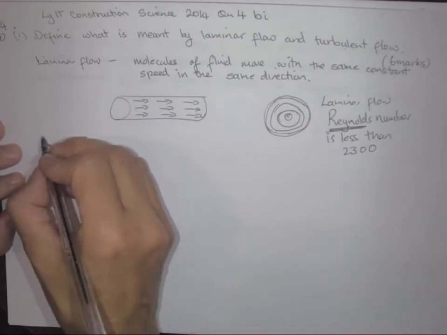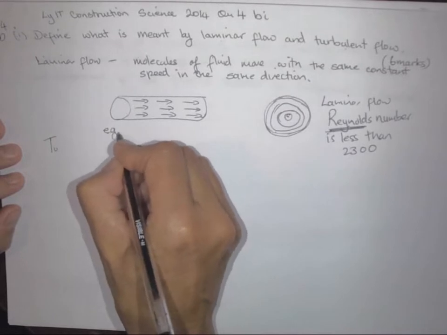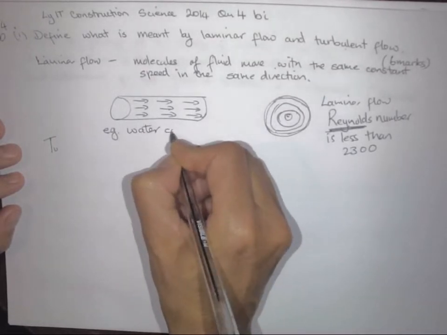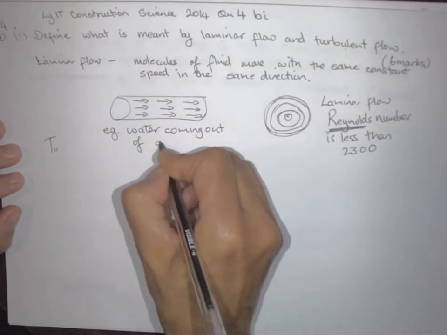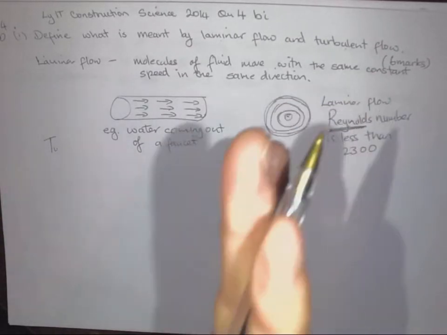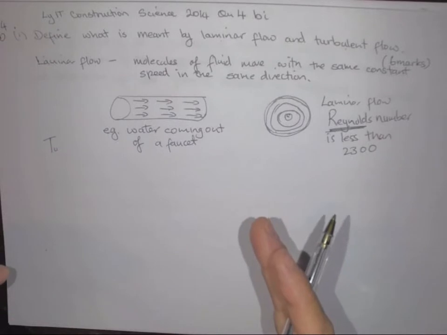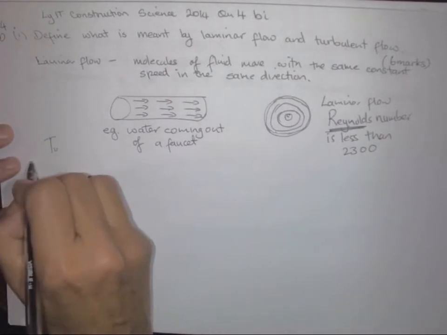Right? An example of laminar flow is just water coming out of a faucet or tap. Because when it's coming out of the faucet or tap, it's just all coming down straight. It looks like a pipe of water. It's all moving in the same direction and at the same speed. Okay, so then the next one is turbulent flow.